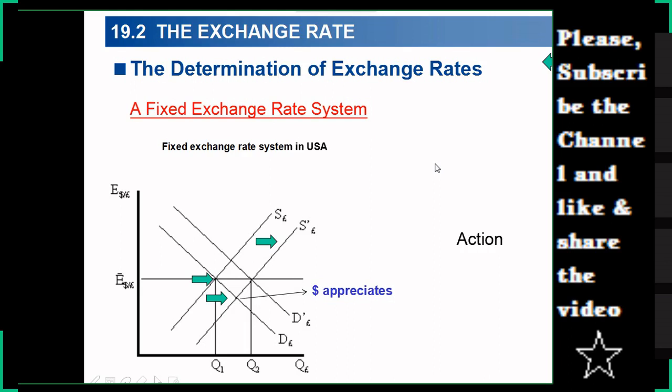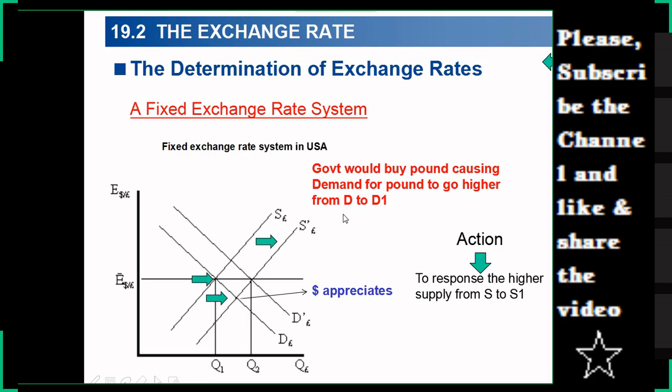So in order to do that, what would the government do? Let's say if the supply of pound increased, then the government will increase the demand for pound. That means buy pound. Okay, so the US government may buy pound in order to increase the demand, and probably it would come here. Now again I would say this demand would not straight away come to here. Rather it will be step by step.